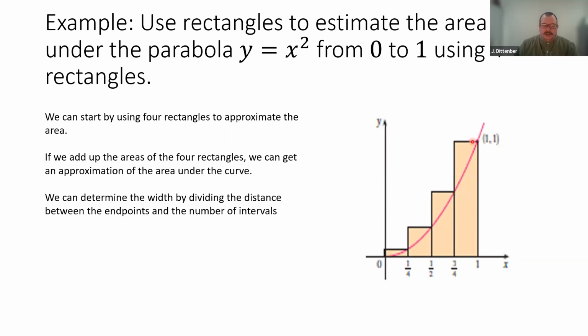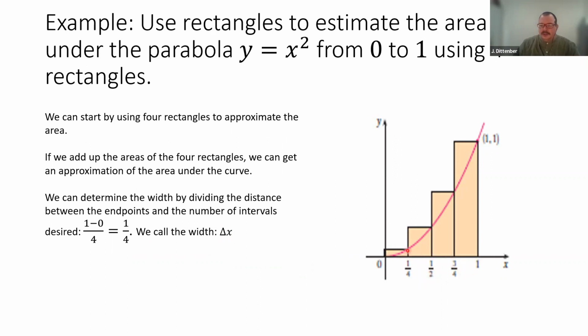Okay, so what we're going to do here is divide the distance between the endpoints by the number of intervals. I need 4 rectangles. So to calculate the width of each rectangle, I'm going to take 1 minus 0 divided by 4. Okay, so that's going to be called delta x. That's just the change in x. So the width is going to be uniform, which is going to make our calculation a lot easier. So each rectangle has a width of 1 divided by 4.